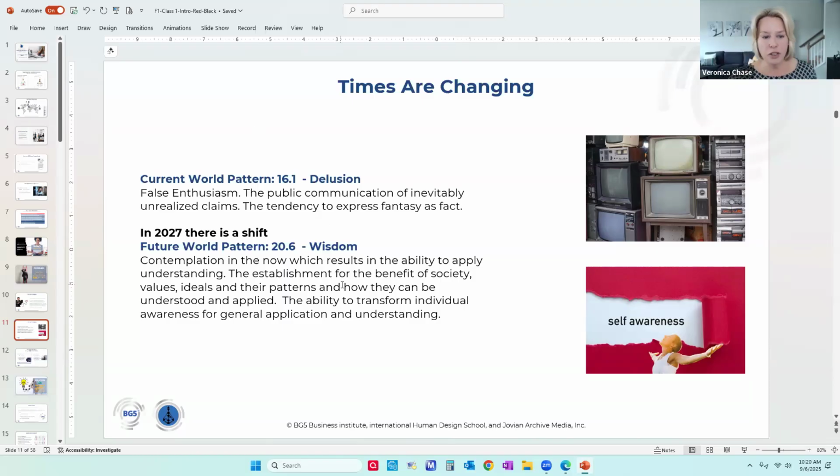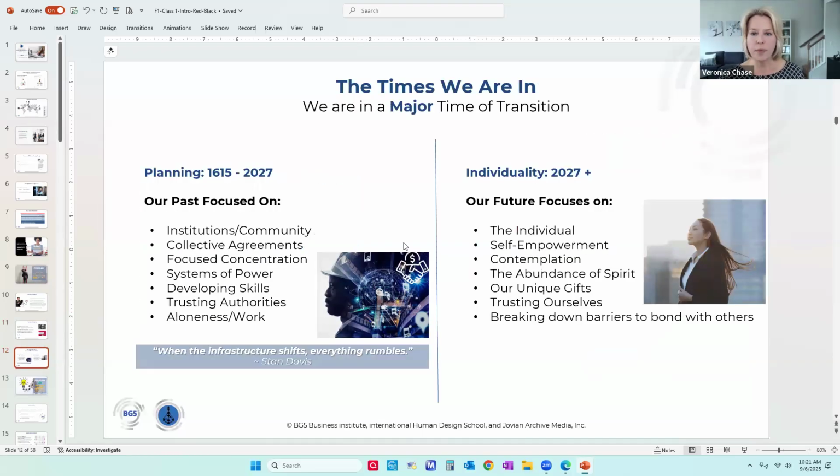We are moving into the 26, which is about wisdom, the contemplation in the now, which results in the ability to apply this new understanding. But again, it's not like it's some magic wand. It's there in the background frequency, but if you're living out of your own shadows day to day, how are you tapping into your knowing and aligning with this becomes the question. So, we'll continue to explore that a little bit more on this.